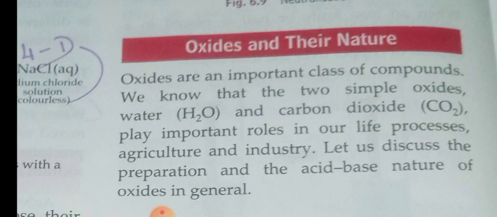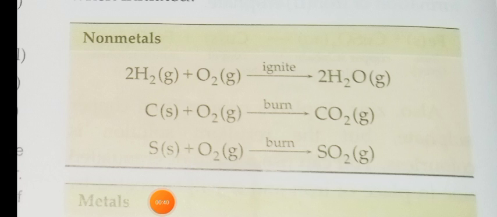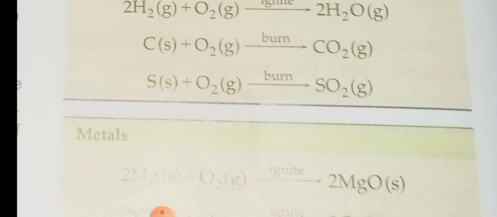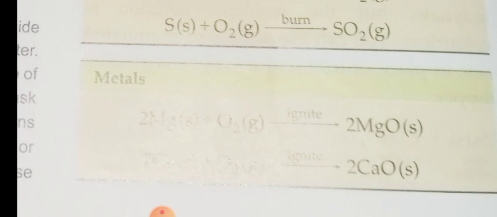So how are oxides prepared? There are two ways. One is by the direct combination of an element with oxygen at higher temperature. Here are the examples. When hydrogen combines with oxygen, it forms water, carbon with oxygen forms carbon dioxide, and sulfur plus oxygen forms sulfur dioxide. All these are oxides. Similarly, with metals like magnesium and calcium, MgO and CaO, magnesium oxide and calcium oxide are formed. This is the example for direct combination with oxygen.